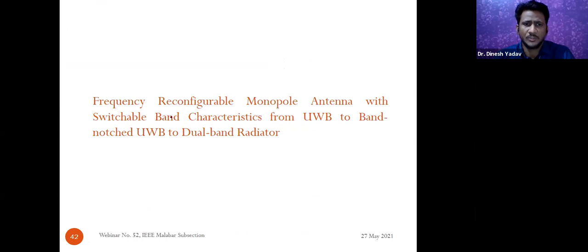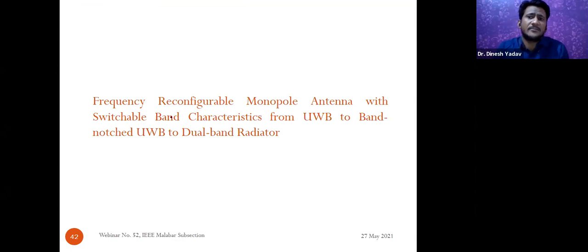So, the frequency reconfigurable monopole antenna with switchable band characteristic from UWB to band notch UWB for the dual band resonator. There is another work we did. In this work, first we start with the one notch characteristic. Now there are different bands, different narrow bands: 3.3 gigahertz, maybe 5.2, maybe 8.2 gigahertz.